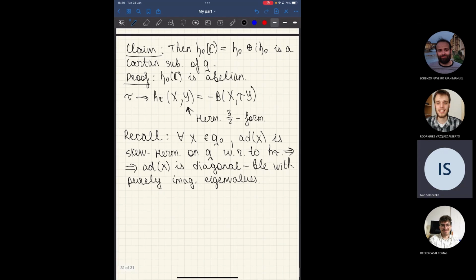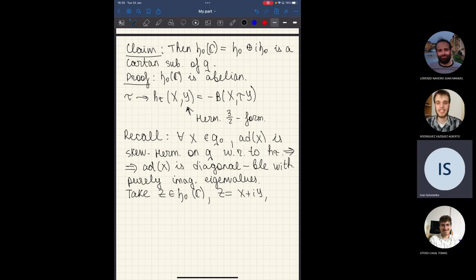So now we want to show that any element of the complexification of H0 is semi-simple. So it looks like this. Take Z in this complexification. You can write it as X plus IY. Then the adjoint of X as an operator on G is diagonalizable, so semi-simple. The adjoint of IY as an operator on G is diagonalizable, therefore semi-simple. But their sum, why is it also diagonalizable?